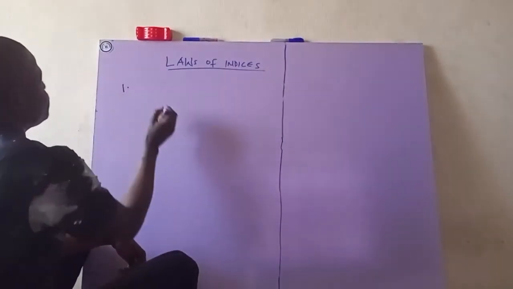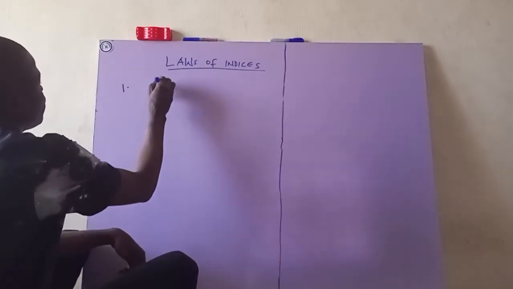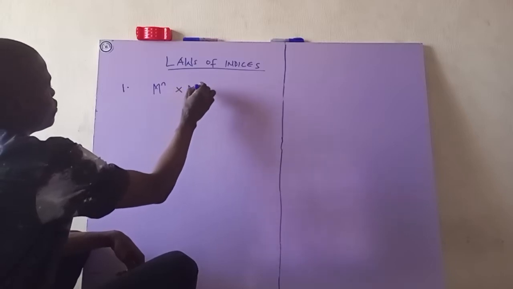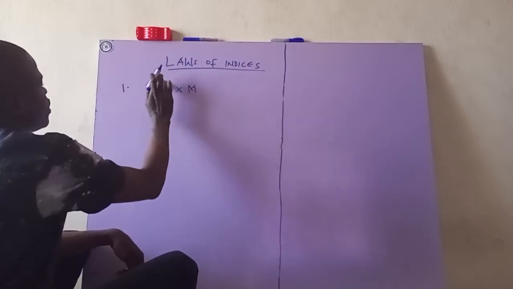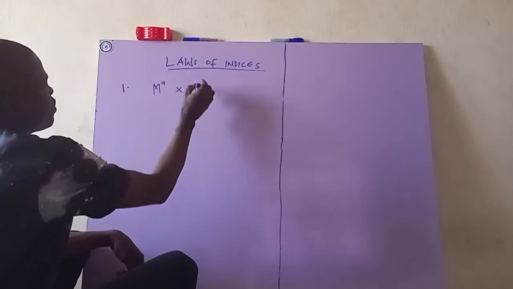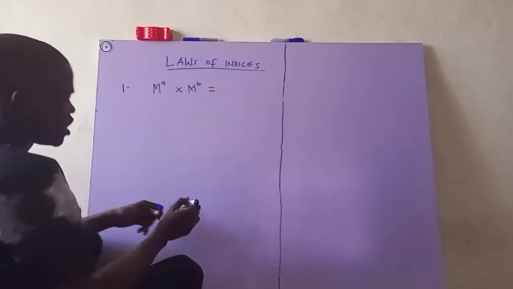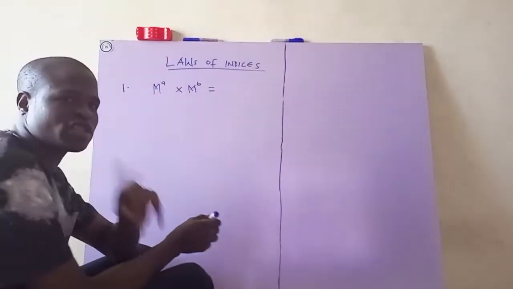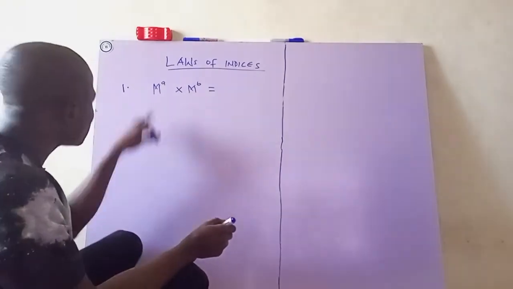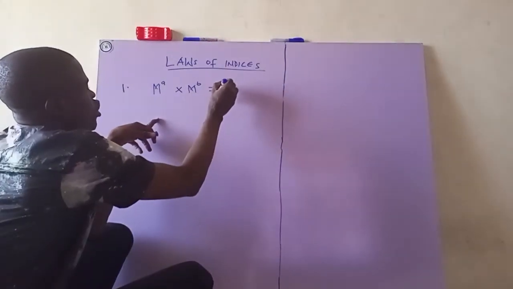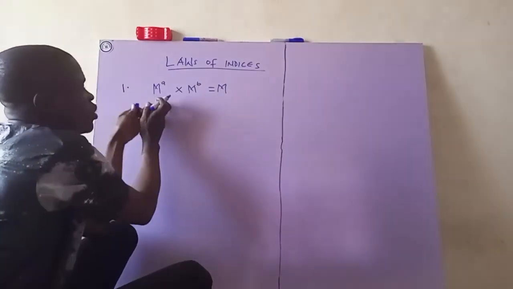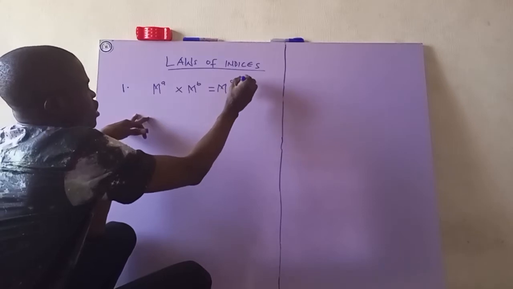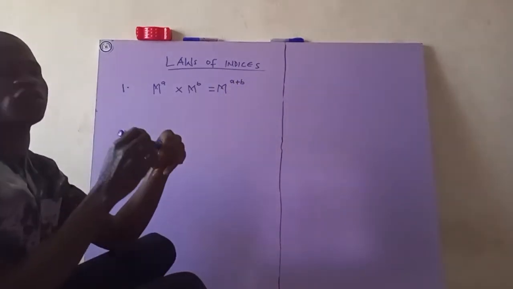Let's say I have m raised power a multiplied by m raised power b. According to the law of indices, if you have multiplication between two expressions of the same base, you select one base and sum up the powers. That is, you pick one m and the powers are summed up, that is a plus b. This is the very first one.